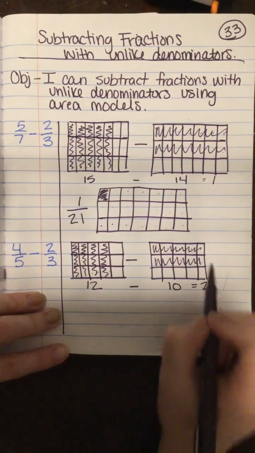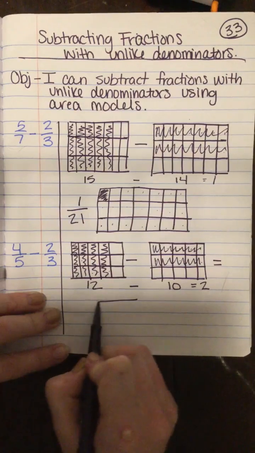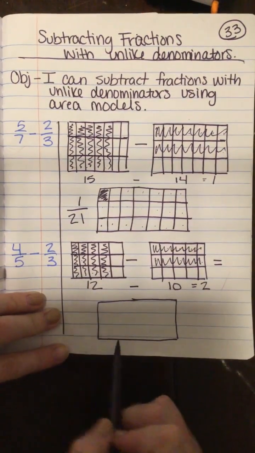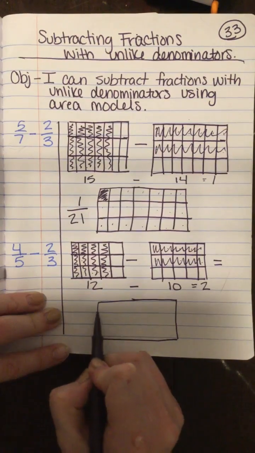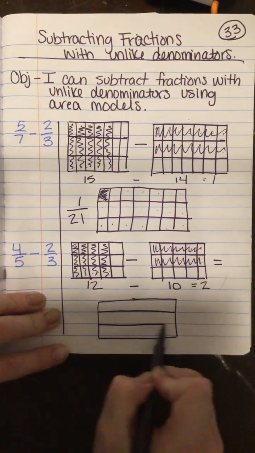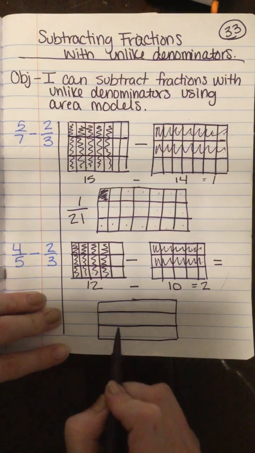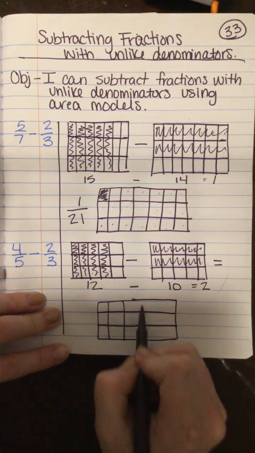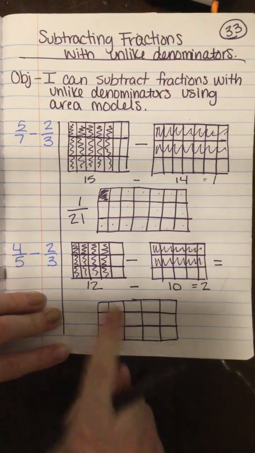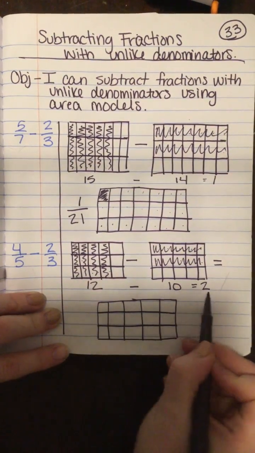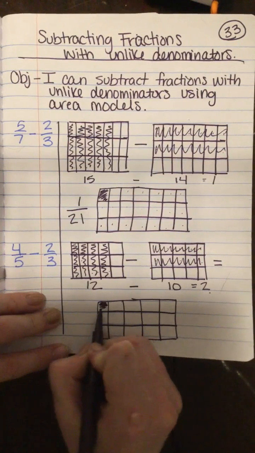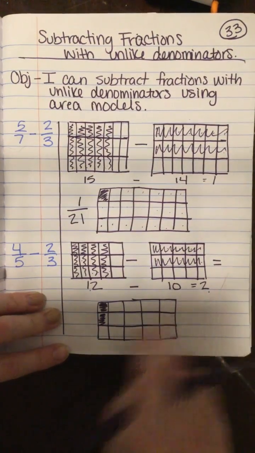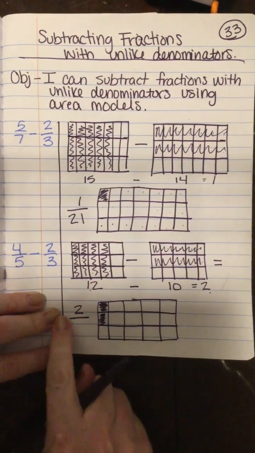So when we draw our final picture, we know that we're going to have 2 shaded in, but we have to make sure that we draw it like these up here. So I have my cut it into thirds. Now I'm cutting it into fifths. So now they match, and we know that 2 are shaded because we had 12 and then we took away 10 pieces. So 2 are shaded, which is our numerator.